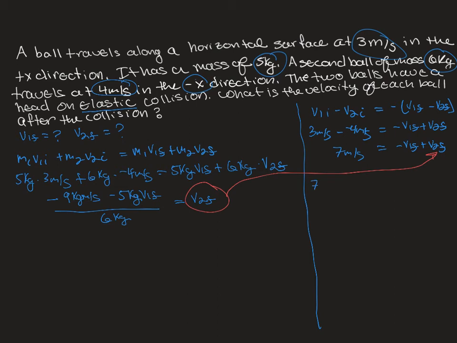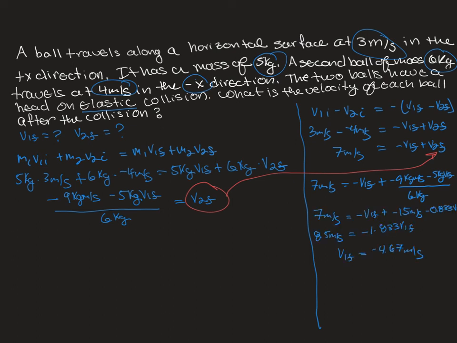So I'm going to do 7 meters per second equals a negative V1F plus a negative 9 kilogram meters per second minus the 5 kilograms V1F, and this entire quantity is divided by 6 kilograms. Alright, so you should notice here that we only have one unknown, the V1F now, which means all I have to do is isolate the V1F. So let me do that.